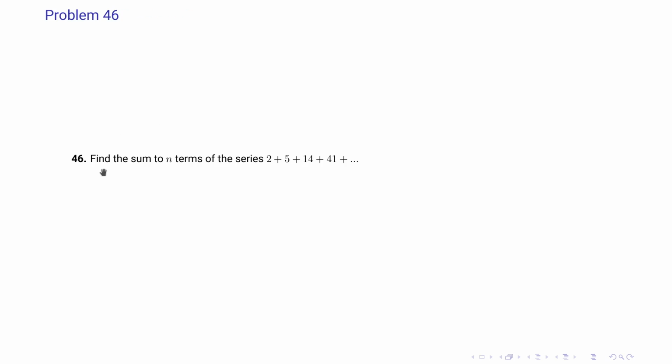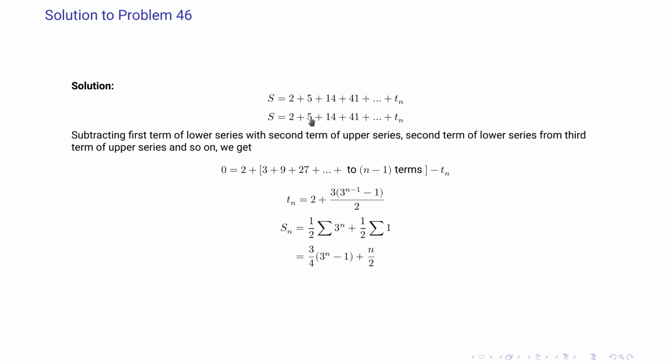Problem number 46 says that find the sum to n terms of the series 2 plus 5 plus 14 plus 41 and so on. So we write it twice and we subtract 2 from 5, 5 from 14, 14 from 41 and so on. So we obtain this as 0 is equal to 2 plus 3 plus 9 plus 27 up to n minus 1 terms minus tn.